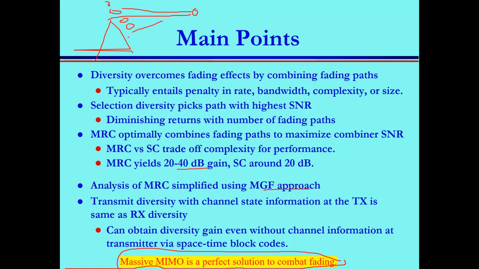Imagine 200 different channels. When you co-phase them using MRC, you know what you get? You get almost very near to 0 probability of error due to fading. You know what this means? This means that the fading term gets cancelled. That's a very amazing thing.